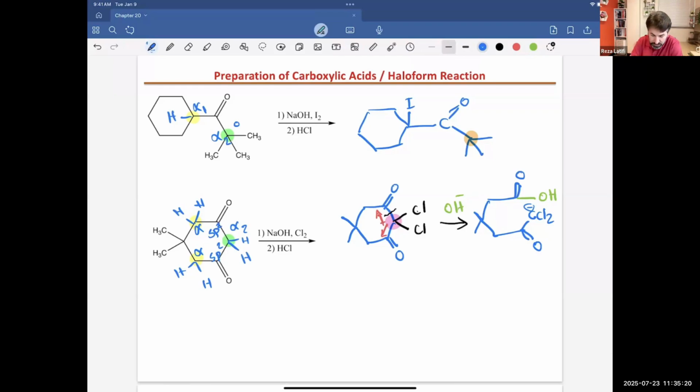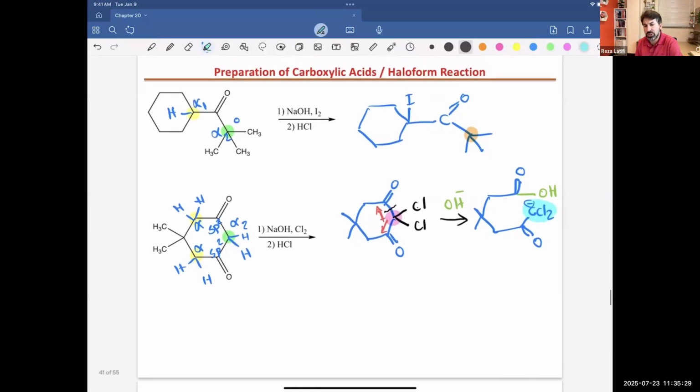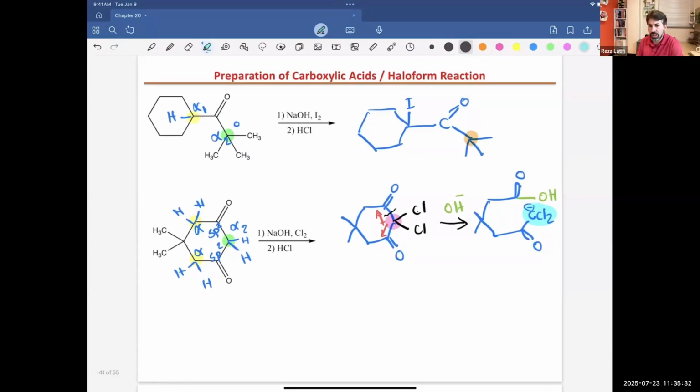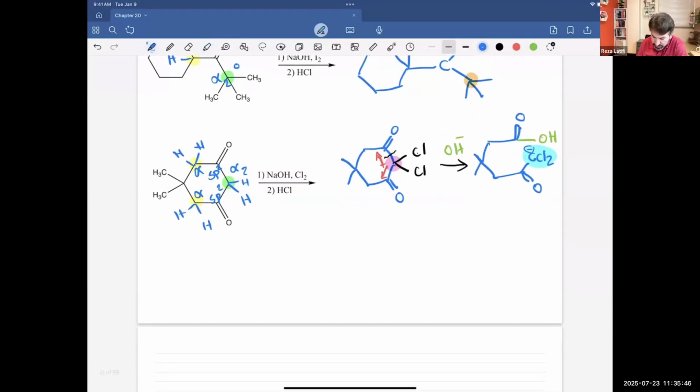Now, what will happen to this carbon, the one I'm going to highlight? That one can share the lone pair with the carbonyl group. And because it can share it with the carbonyl group, it's going to be stable. Now, is there any chance to have a chemical reaction with chloride? Yes, it can happen. And if that happened, then you get such a species.